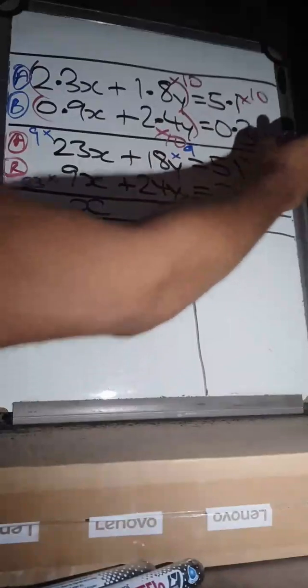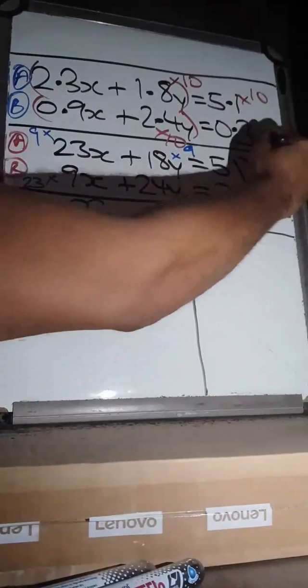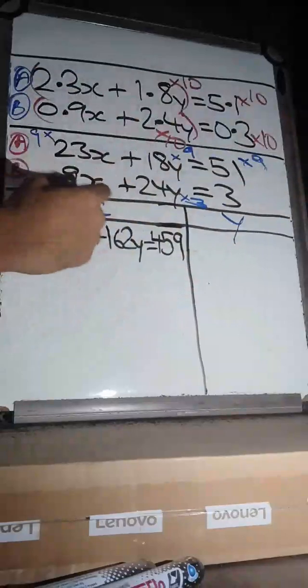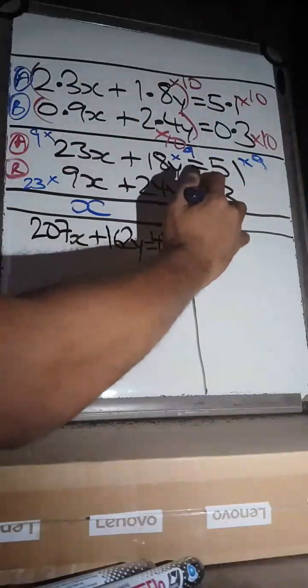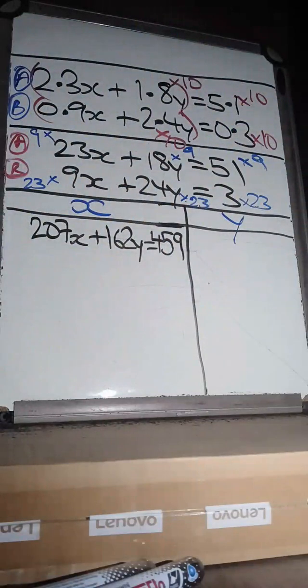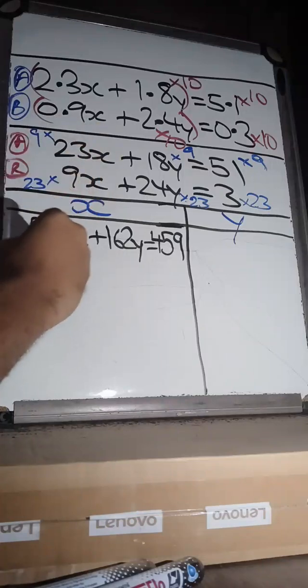So multiply this by 9, this by 9, this by 9. Now down here, we'll multiply everything by 23. So, how is this going now? This is the 207x that we got from before.